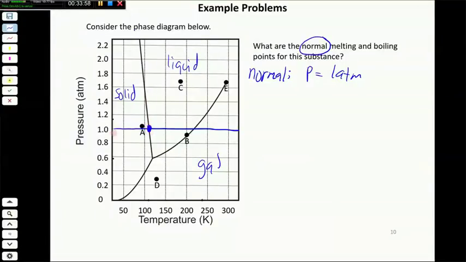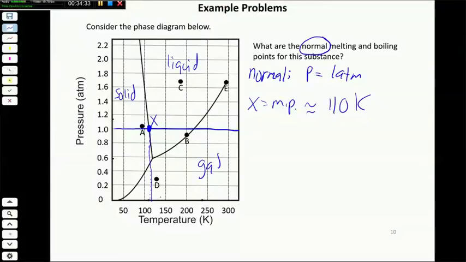We go to 1 atmosphere, find the intersection between solid and liquid, and then we extrapolate down to the x-axis to find out what temperature that corresponds to. This point X that I've drawn here is going to tell us what the melting point is, and that's going to be around 110 Kelvin. Again, I don't have the axes labeled very precisely here, but we extrapolate down to the x-axis and we see that it's a little bit above 100, between 100 and 150, closer to 100. So I'll call that estimated at 110. So that's going to be the normal melting point.